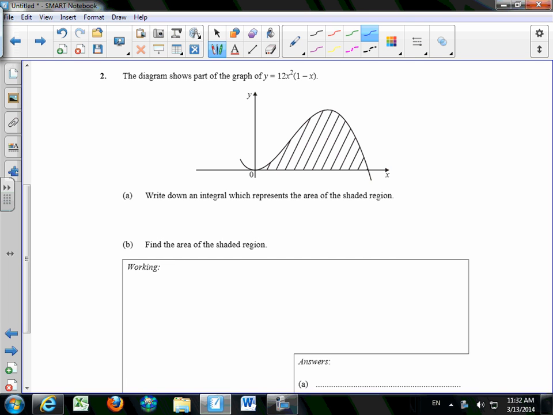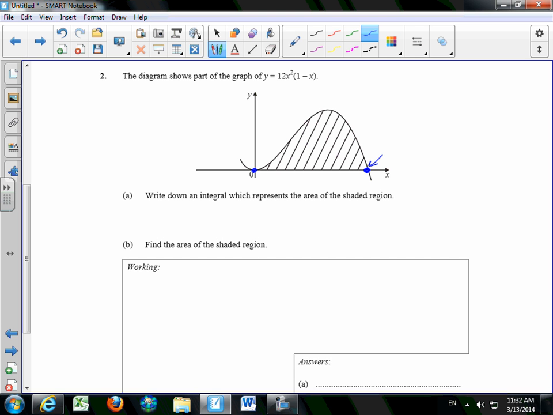All right, in example 2, the diagram shows part of the graph y equals 12x squared times 1 minus x. Part A asks you to write down an integral which will represent the area of the shaded region. Now, to get the area of the shaded region, we need to know what the domain is. So from this point to this point, this one's obviously 0, but we need to figure out what this value here is.